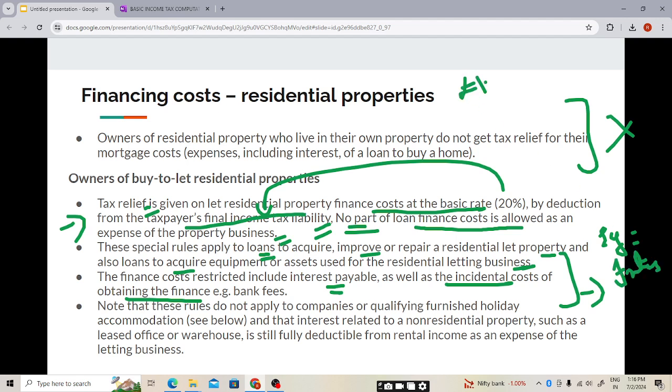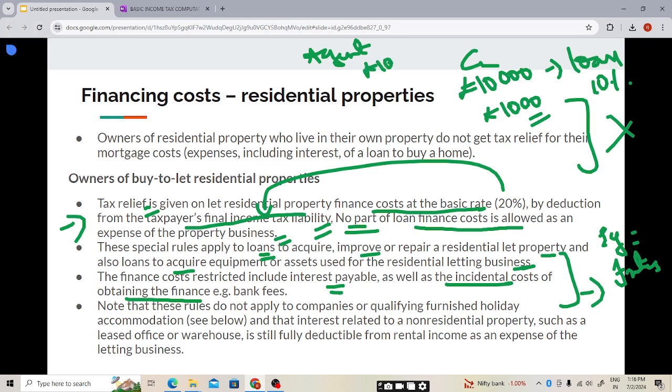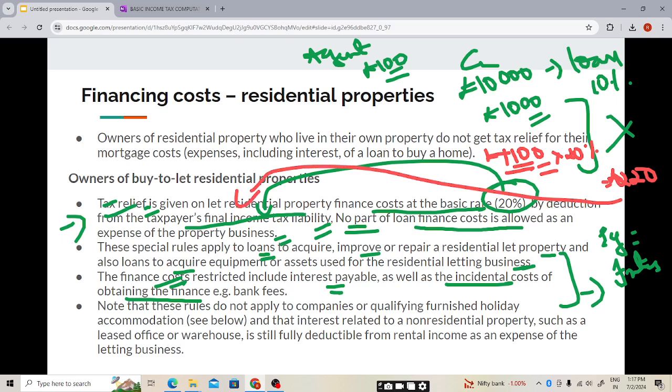Now for example, I have taken 10,000 pounds of loan to purchase a property and let it out. 10% is the interest rate, so I'll be paying 1,000 pounds. But to obtain the loan, I gave agent fees or broker fees of 100 pounds. So when you are providing the finance cost relief, that is the tax relief at 20%, what is the amount on which you will be getting the relief? The amount is 1,100 pounds. On this amount you will be getting the relief, that is 20%. 220 pounds will be reduced from the individual's final income tax liability.